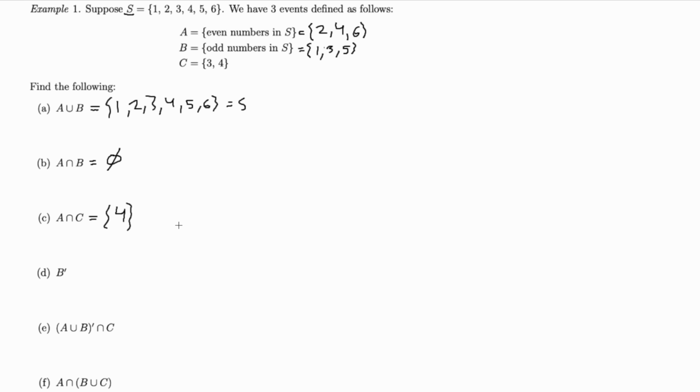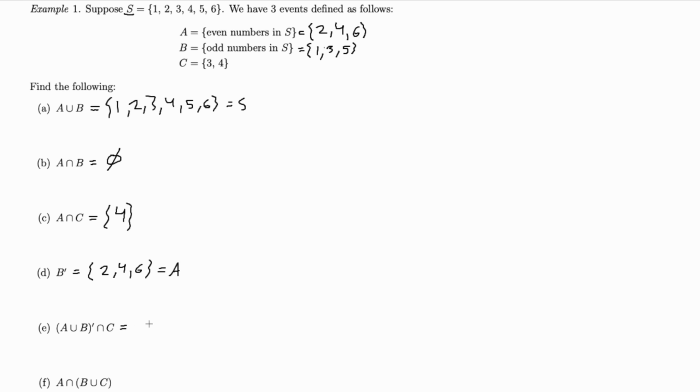Next, we have D, which is B complement. B complement is basically anything that's not in B. So if we look here, B consists of odd numbers. So B complement is even numbers. So that is 2, 4, and 6. Or you could say this is just equal to A.